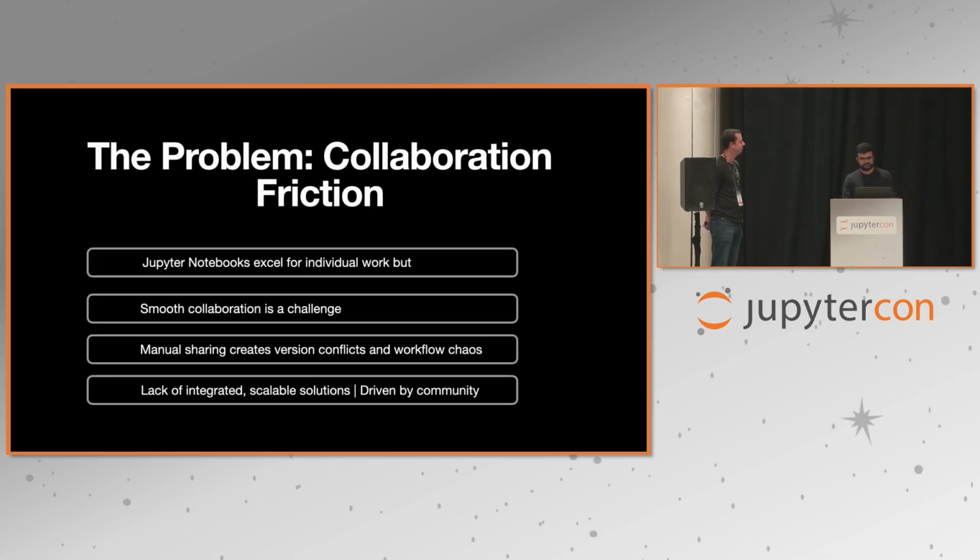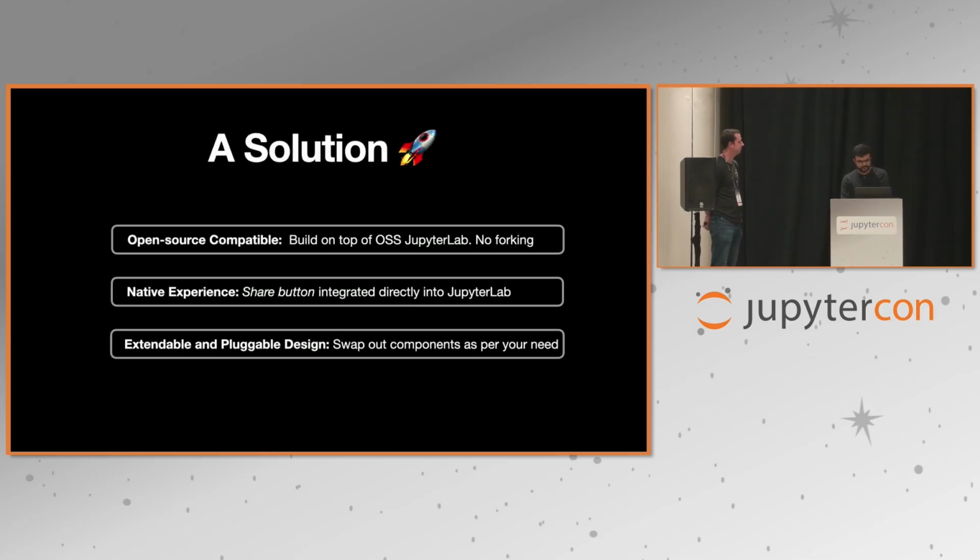So all in all, a lot of different solutions, a lot of duplications. So we thought, what if Jupyter natively had a way, at least a standard interface, to publish and share and also collaborate.